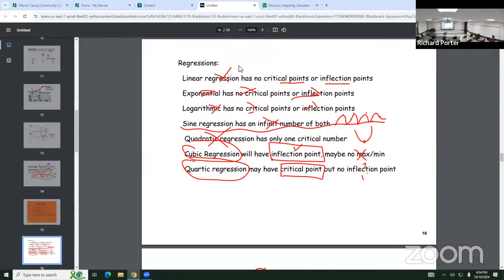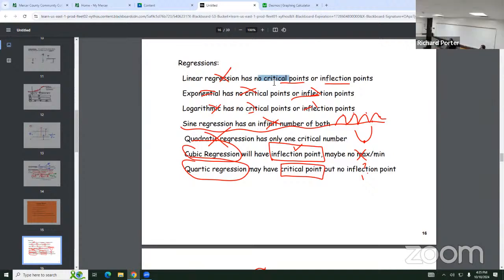So an interesting thing about regressions: the linear regression is a line. It has no critical points and no inflection points. You understand the line has no max or mins, and it has no inflection points because it's concave 0, because there's no concavity. An exponential graph is concave up or down everywhere. So it too has no max or mins, and it too has no inflection points. So exponential, no. Logarithmic, same thing. It's not going to have any critical points and it's not going to have any inflection points.